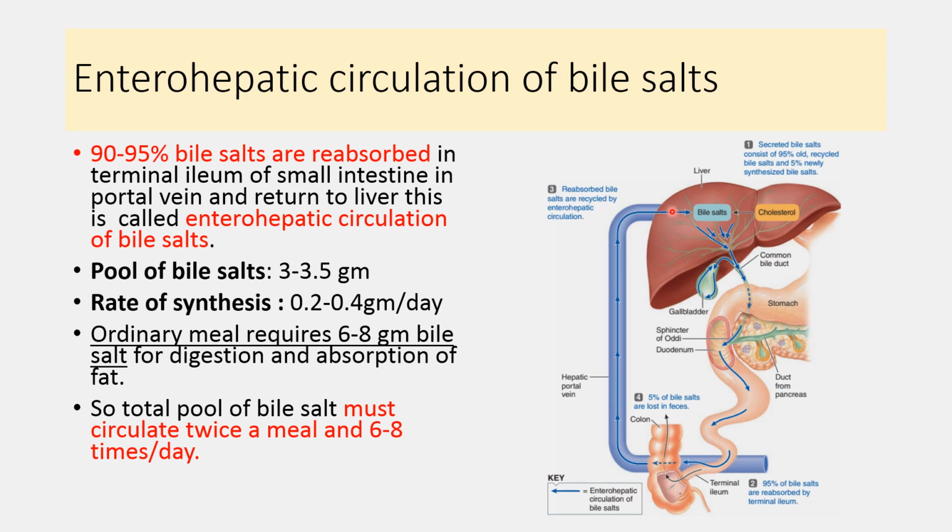Now the total pool of bile salt in our body is 3 to 3.5 gram and the rate of synthesis of bile salt is 0.2 to 0.4 gram per day. When we take an ordinary meal, it requires 6 to 8 gram of bile salt for the digestion and absorption of fat, and the pool of bile salt is only 3 to 3.5 gram. So the total pool of bile salt must circulate twice a meal and 6 to 8 times a day. That's why enterohepatic circulation of bile salt is important for the digestion and absorption of fat. Whenever enterohepatic circulation of bile salt decreases, it results in malabsorption of fat and steatorrhea.